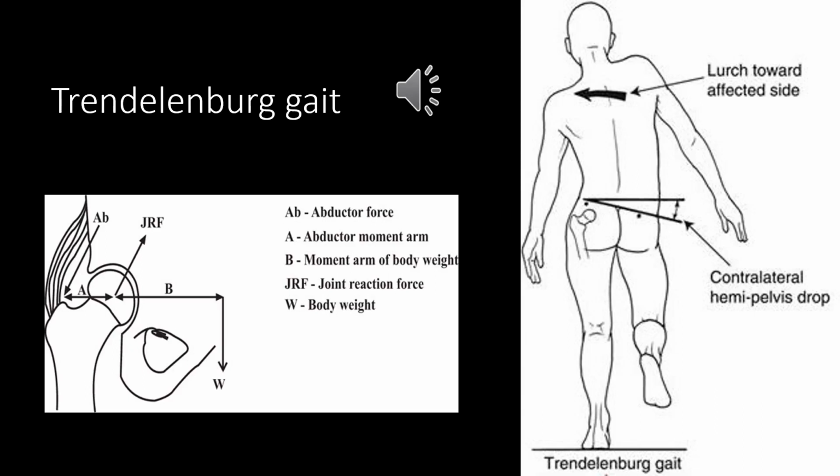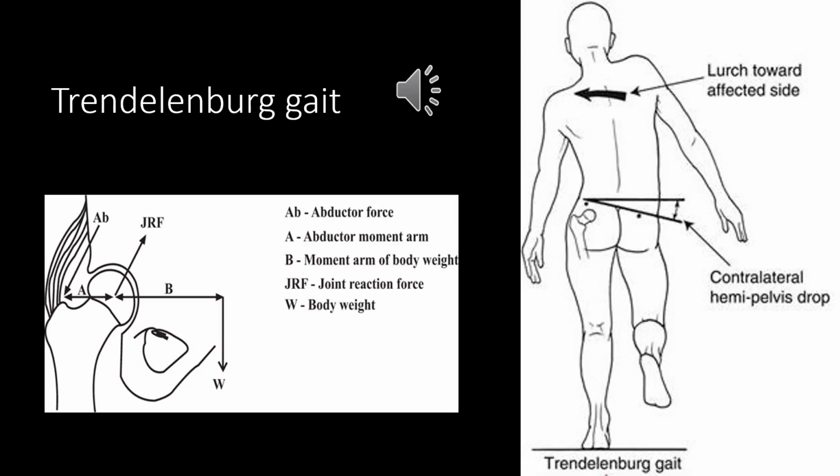By lurching the shoulders towards the affected side, the patient is moving their center of gravity towards the hip joint, thus making the distance B much less, and so decreasing the joint reaction force on the hip. Less force on the hip joint equals less pain.